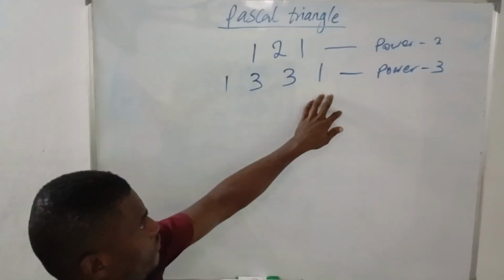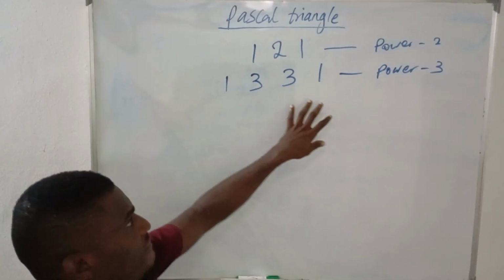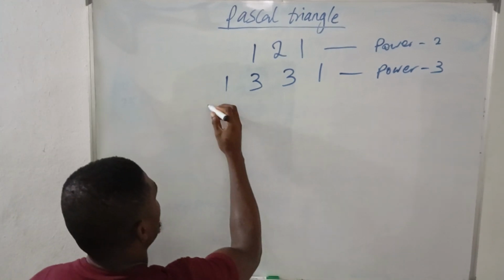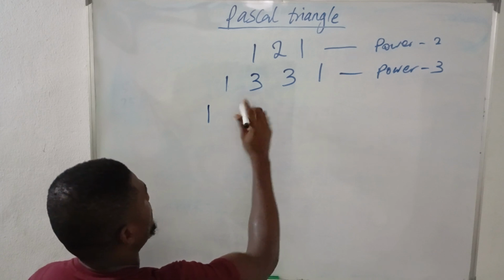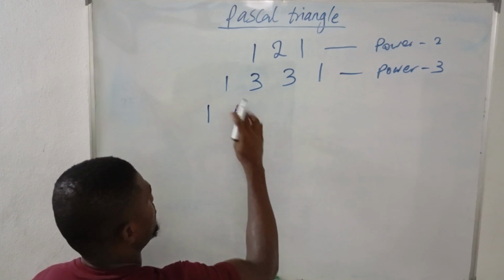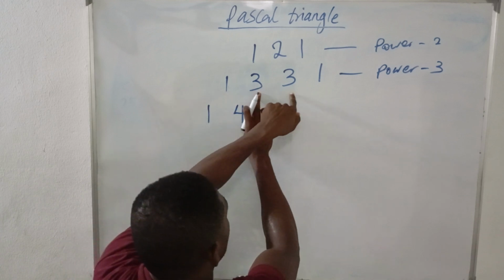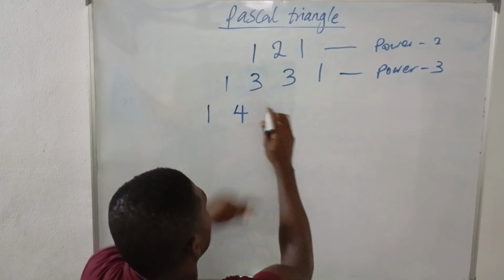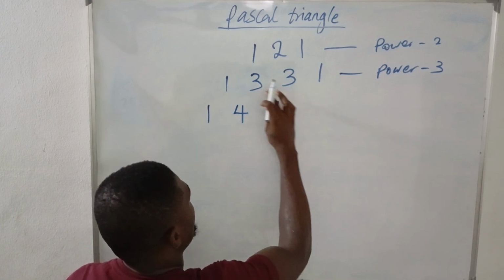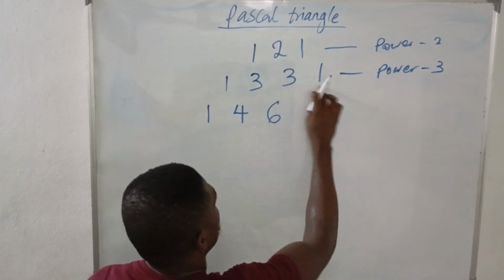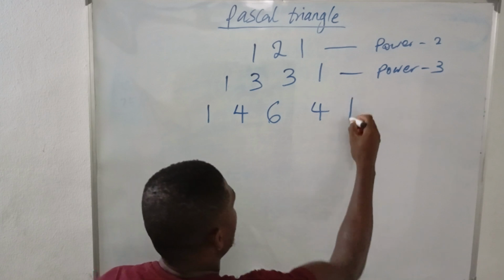Now from the coefficients for the power of 3, we can find the coefficients for the power of 4. So for the power of 4, write 1. 1 plus 3 gives us 4. Remember we added these 2. Now we start with this one and this one: 3 plus 3 gives us 6. Now we move to this one, so this with this will give you 4, and then we end it with 1.